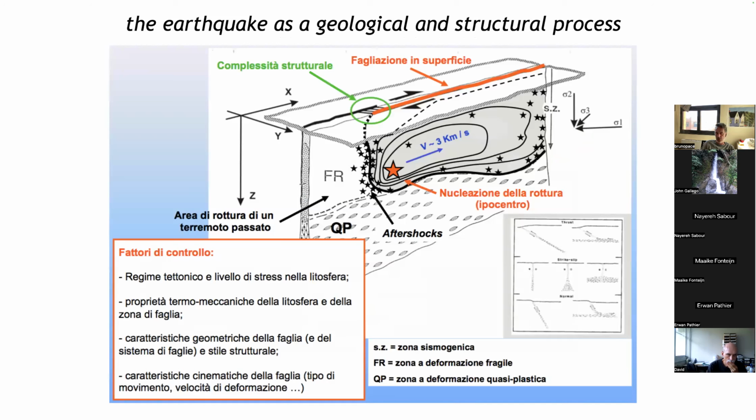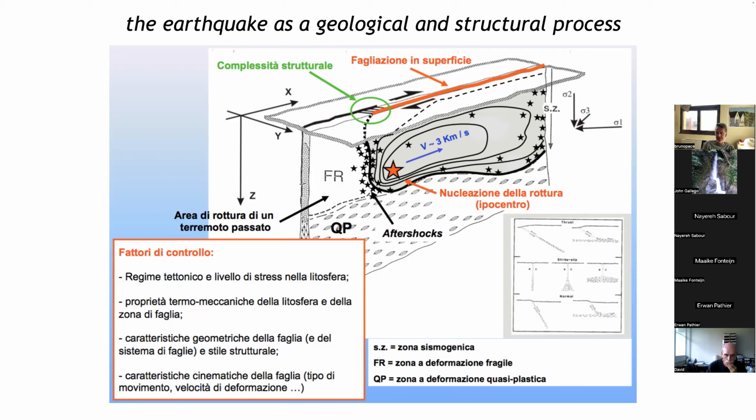Why is it so complex? Because we know that an earthquake is related to geological and structural processes, and we have several control factors that are the tectonic regime and also the stress level in the lithosphere. We have the thermomechanical properties of the lithosphere and of the fault zone, and we have the geometrical characteristics of the fault and the kinematics, and different kinematics, also the different deformation velocity. All these parameters can change the results in terms of source.